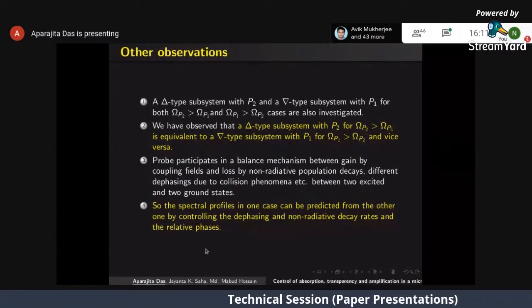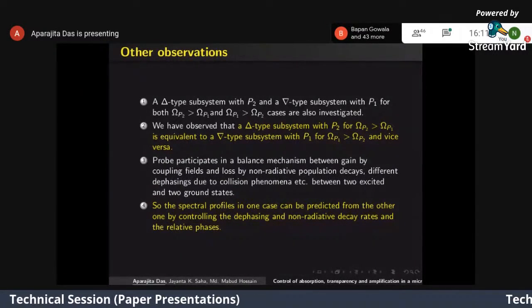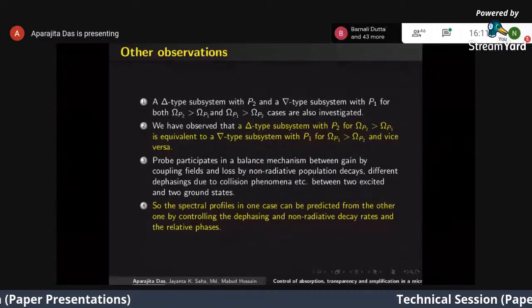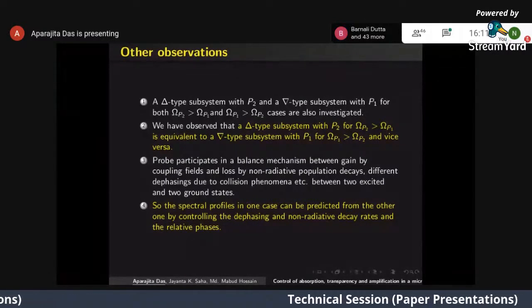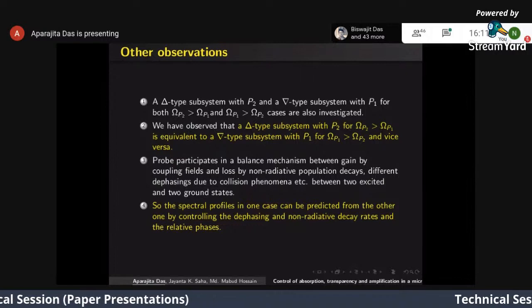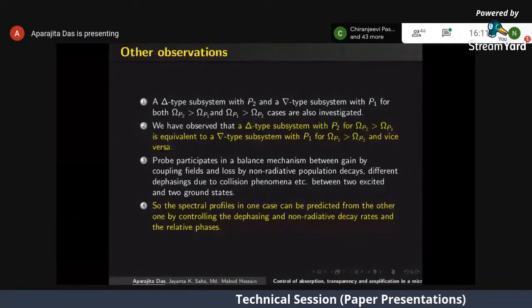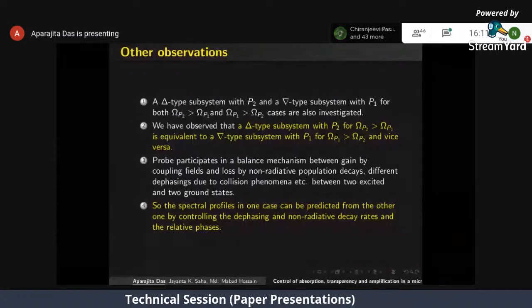And these kinds of systems, this lambda plus inverted delta type system, can be used for optical switching or slow and fast light generation for experimental as well as different applications of quantum optics.